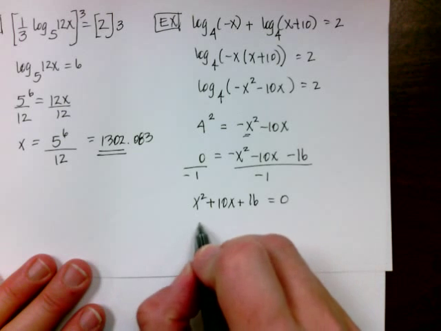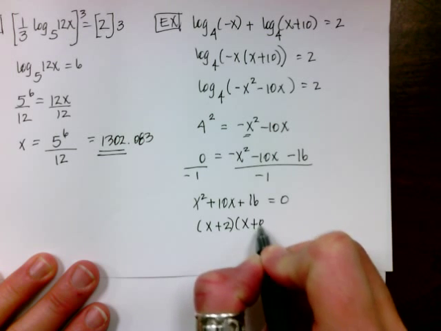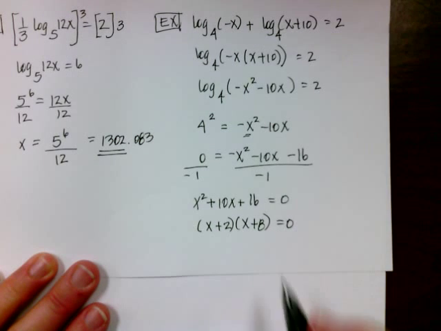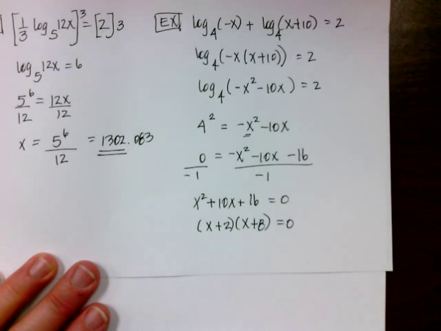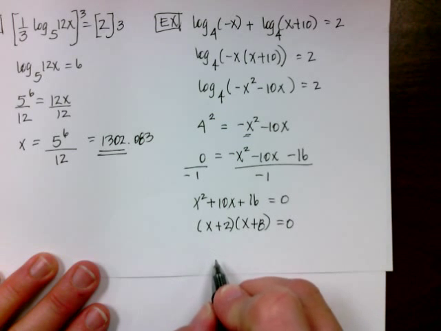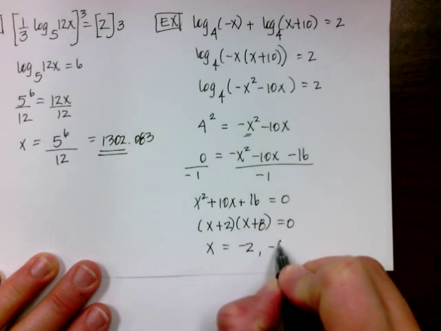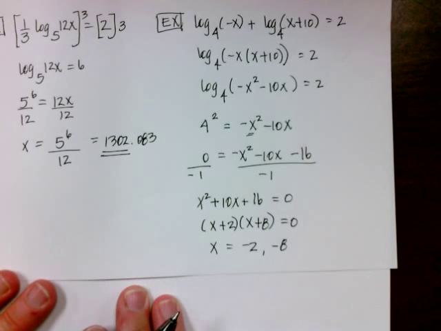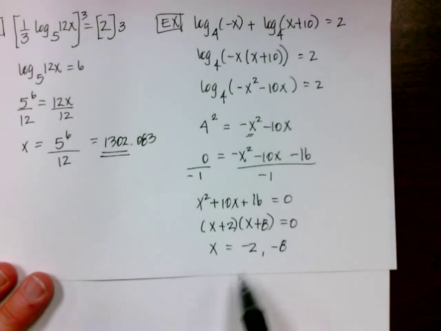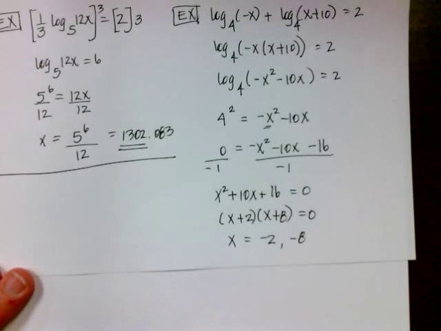I'm going to solve by factoring, and I'm going to get x plus 2 and x plus 8 is equal to 0, because 8 plus 2 is 10, and 8 times 2 is 16. So I get that x is equal to a negative 2 and a negative 8. Okay? Now remember, I can't take the log of a negative number, and I'm just going to draw a line so you don't confuse this with that previous example.